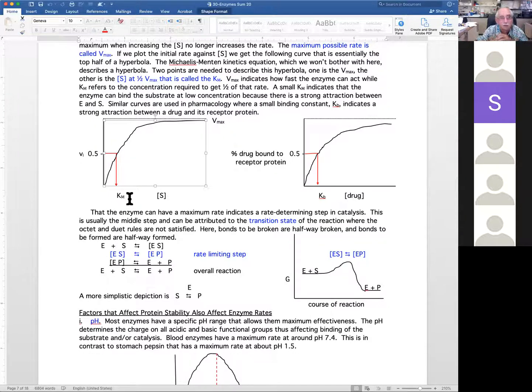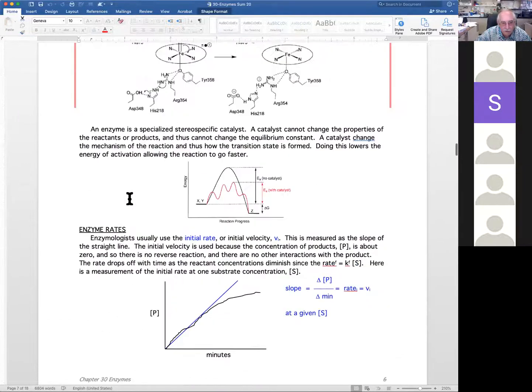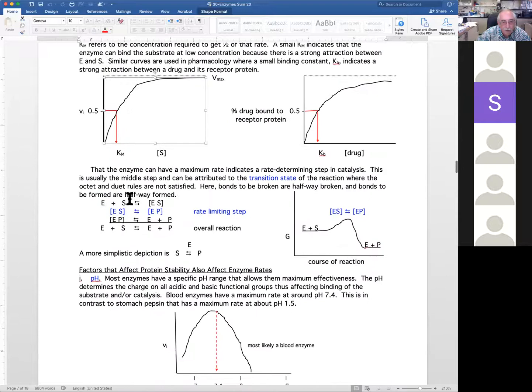So what does it mean if you find an enzyme that has a very large Vmax? Well, the enzyme works very rapidly. What does it mean if the enzyme has a small Km? It means that you don't need a lot of substrate to make it go that fast.